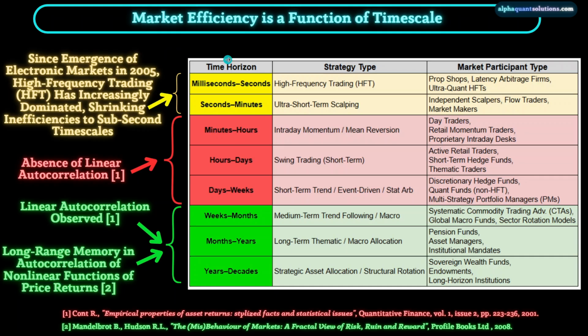Now let's move on and analyze market efficiency as a function of timescale. In the yellow area, between milliseconds and minutes in terms of time horizon, what we can say is that since the emergence of electronic markets in 2005, high frequency trading, or HFT, has increasingly dominated here. And this has resulted in a shrinking of the inefficiencies to sub-second timescales.